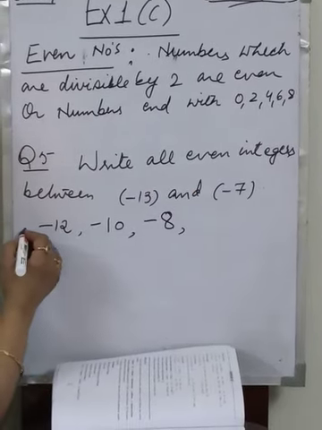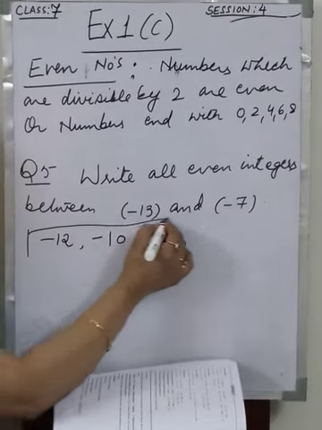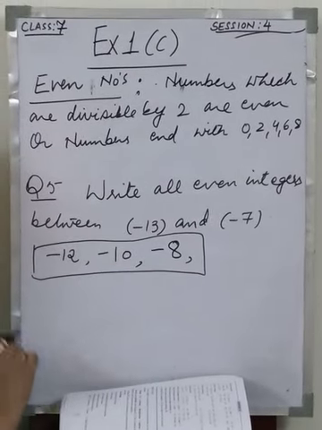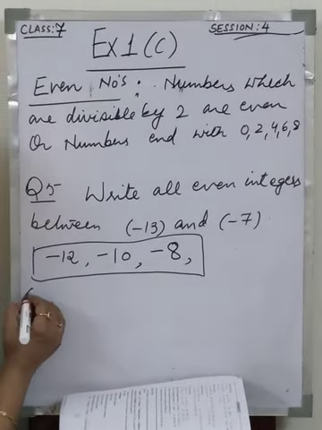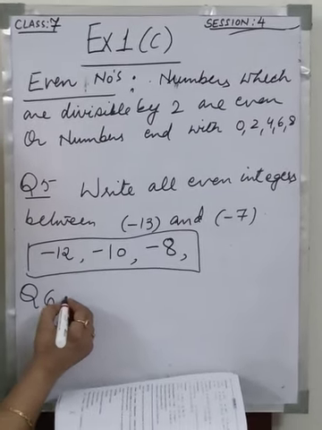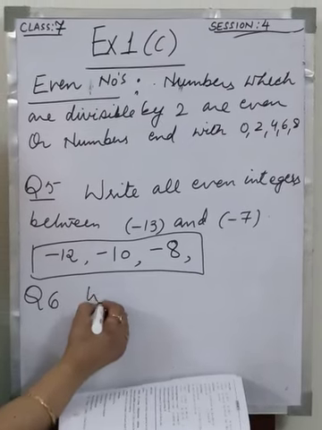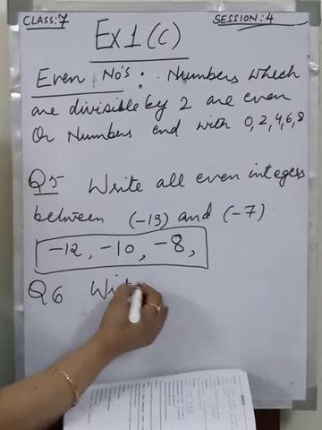Again, what are the even integers between -13 and -7? It is -12, -10 and -8. Similarly, question number 6, they are saying write odd integers.